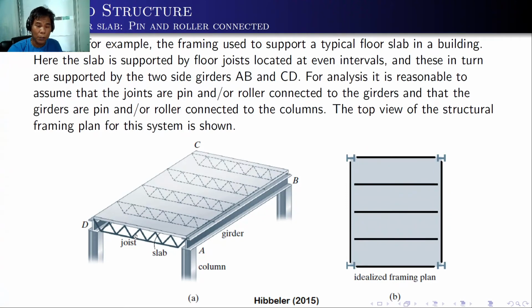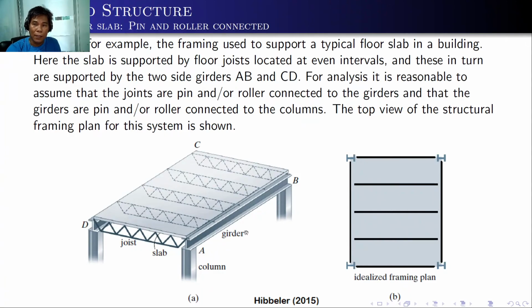Of course, the floor joists are usually located at even intervals, and these in turn are supported by the two side beams. We call it girder because this is a larger beam. Of course, a joist is also a beam. So a joist is usually supported by a larger beam. We call it the girder. We have the girder AB and girder CD.